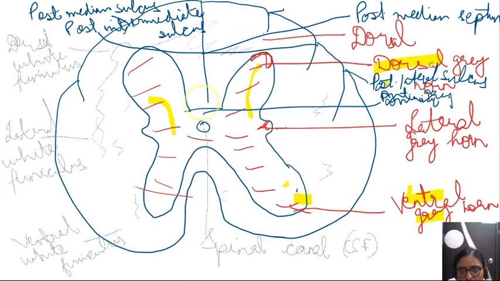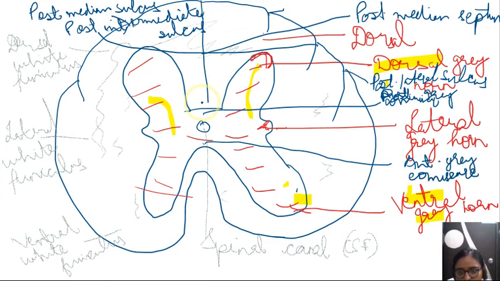Why gray? Because it's gray matter, and it is a posterior gray commissure because it is on the posterior side, right? And it is an anterior gray commissure because it is on the ventral side, or ventral gray commissure. Why gray? Because it is in the gray matter, and why commissure? Because it is connecting both sides, left and right. So it is easy. Now I'll show you the diagram.